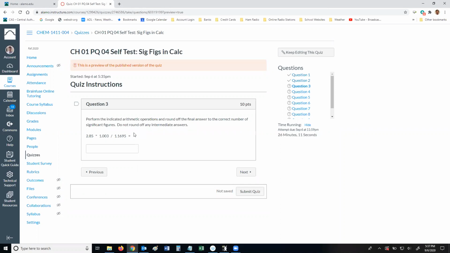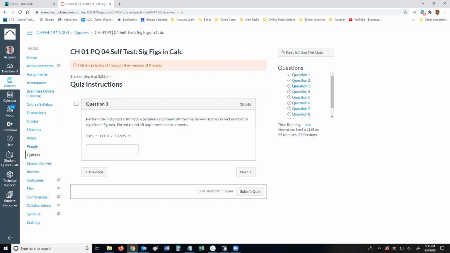Going on to question 3, we're going to do a multiplication followed by a division. They follow the same rules. In multiplication and division, you count significant figures. So 2.85 has 3 significant figures, 1.003 has 4 significant figures, and 1.1695 has 5 significant figures. The number with the fewest significant figures is the 2.85, which has only 3. So we will be limited to an answer with 3 significant figures.